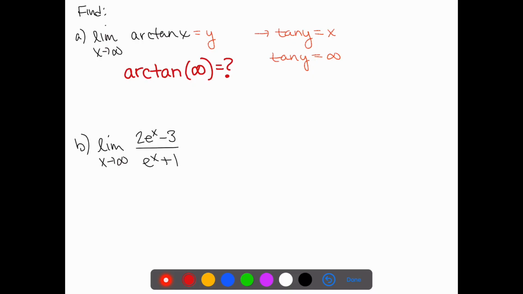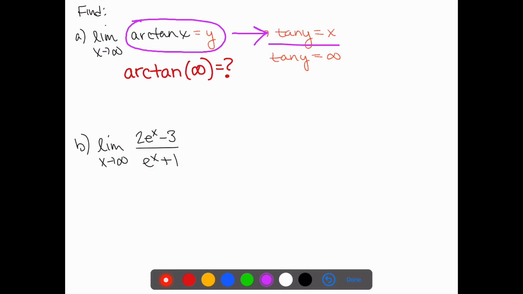Let's see what happens if we find the limit as x goes to infinity. So first thing I'm going to do is just plug in the infinity for x, and I want to think about, well, what is arctangent of infinity? Well, if we're considering the function y equals arctangent of x, we can rewrite that. That's equivalent to saying tangent of y equals x.